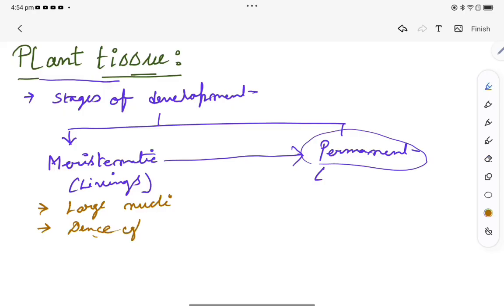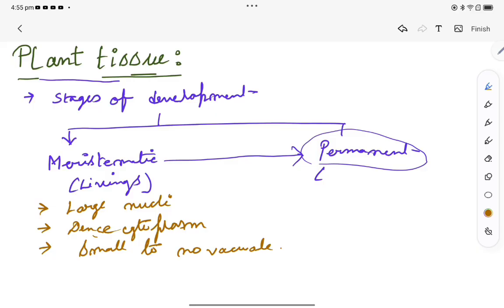Dense cytoplasm, and small to no vacuole. We all know that plant cells mostly have vacuoles, right? But in the case of meristematic tissue, the number of vacuoles is very small or there are no vacuoles at all, right?